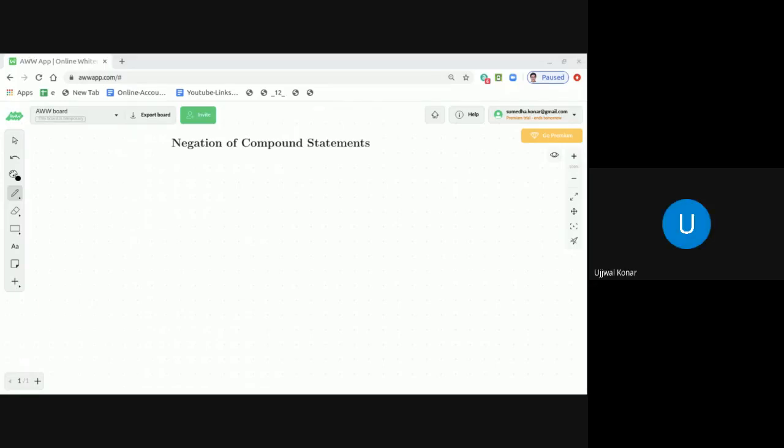Good evening, dear students. Let us start our class on mathematical reasoning. This is the second session in continuation of our previous session. Here we will start with the discussion on the negation of compound statements.